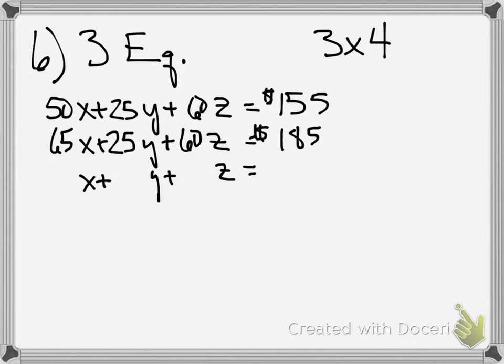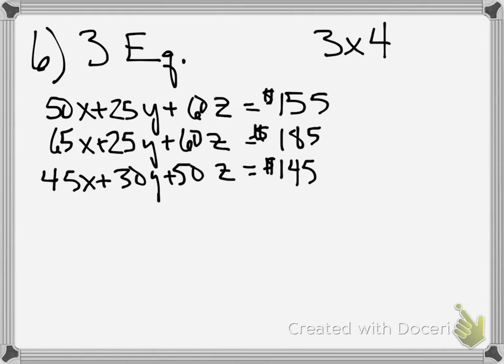$185. And then they sold 45 pounds of asparagus, 30 pounds of broccoli, and 50 pounds of cabbage, and they made $145. And then you just type that into the calculator. Make sure that you remember it is a 3 by 4, and go from there, and then you should have your answer.